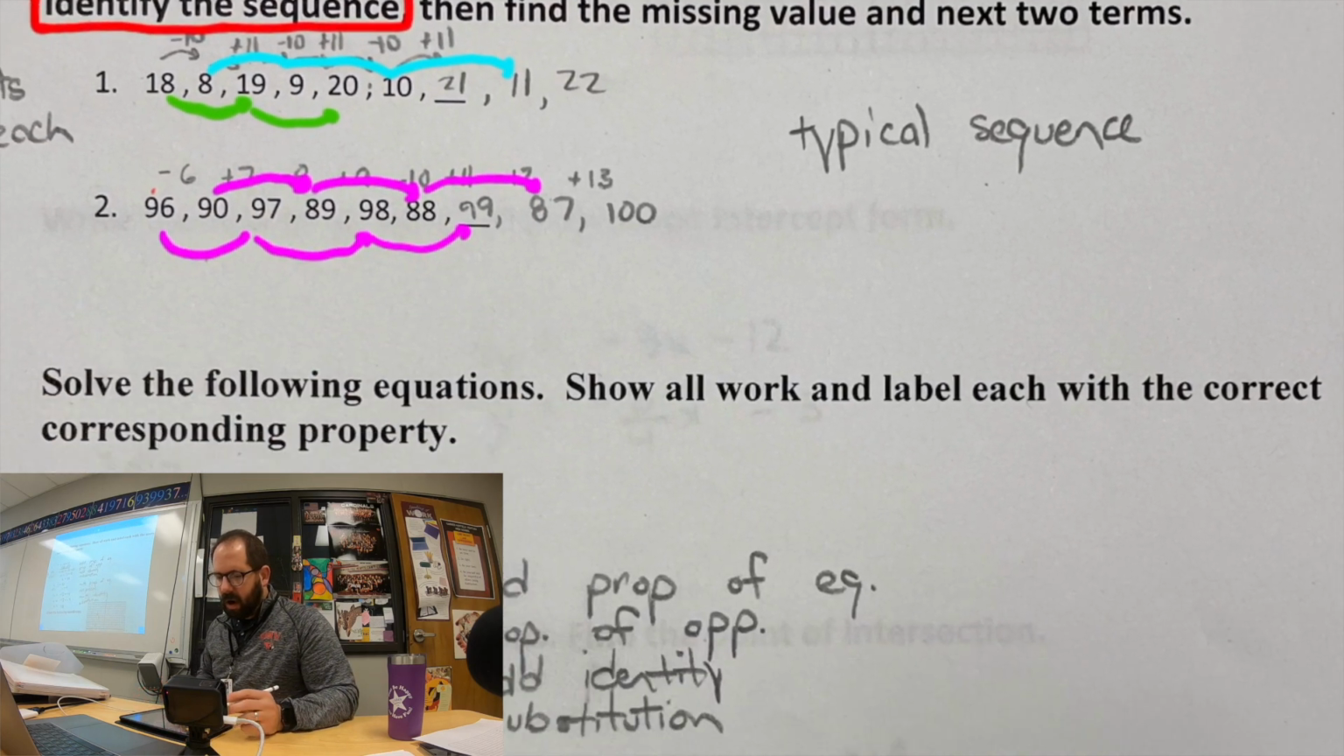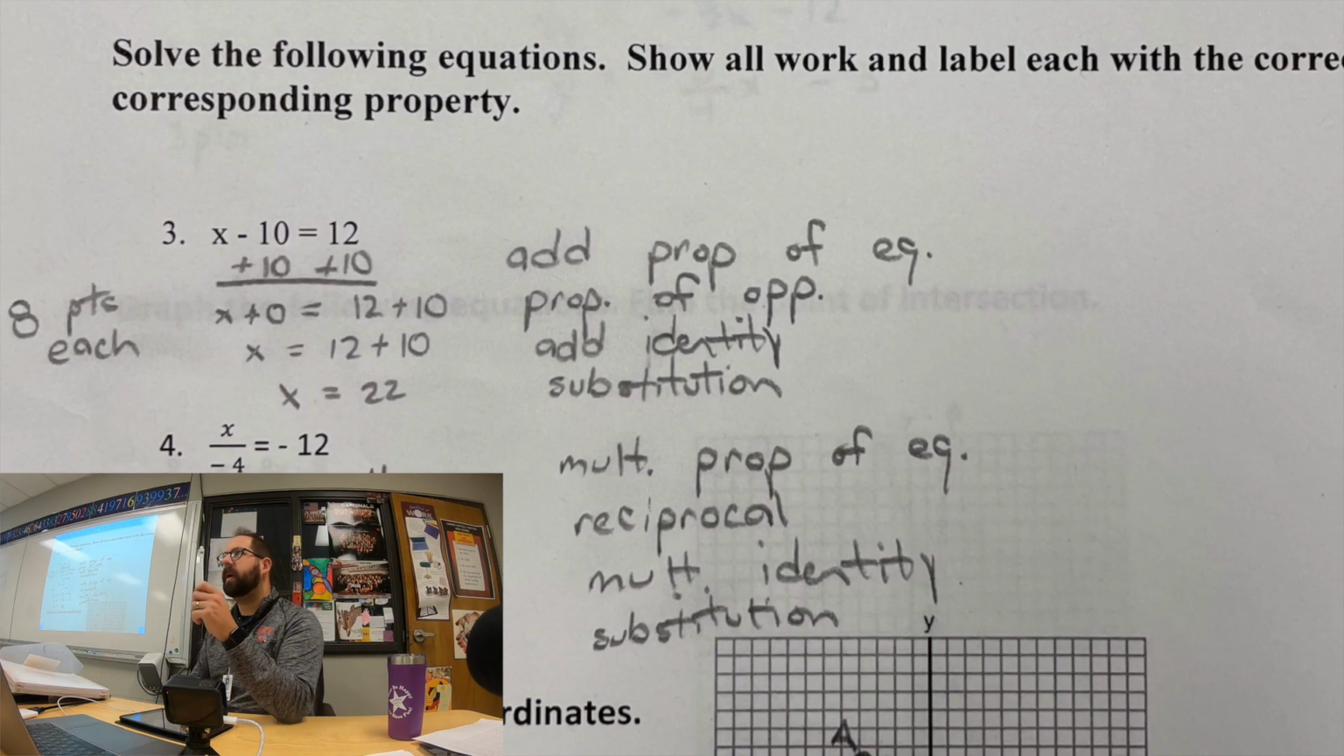All right, so you had to solve the following equations. You had to show all the steps, all the property names. This one killed some people. It really hurt the grades because some people didn't put any steps. They didn't put any property names. I did say you had to show all the work and label each with the correct property. So that was in the instructions.